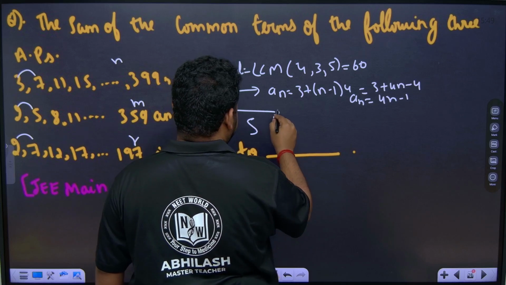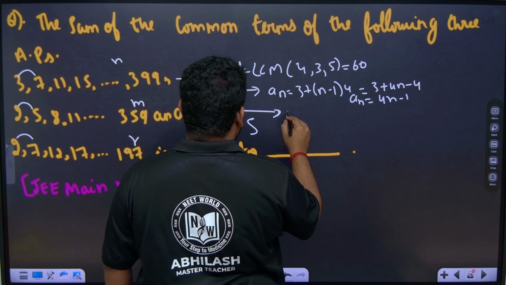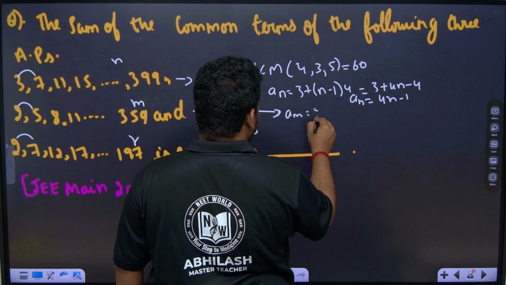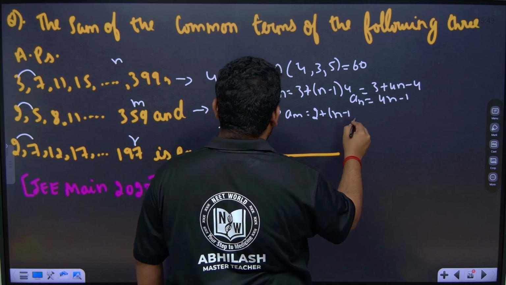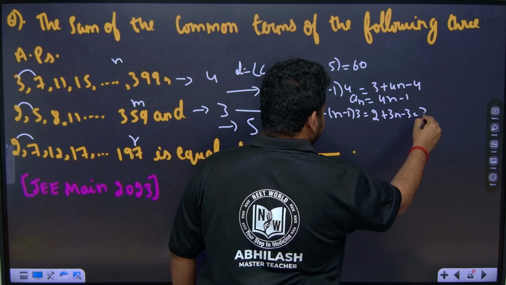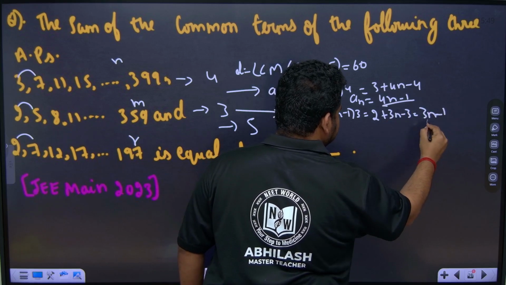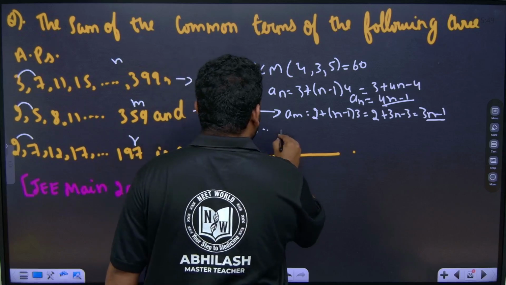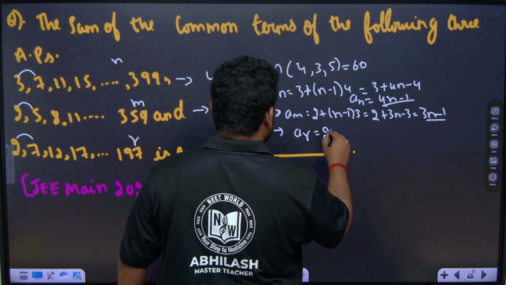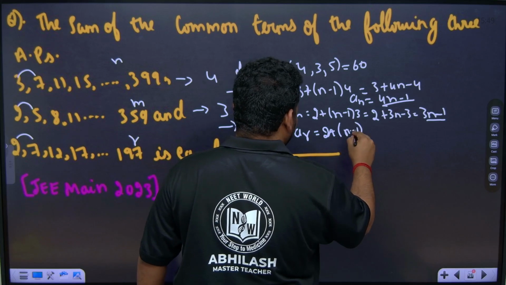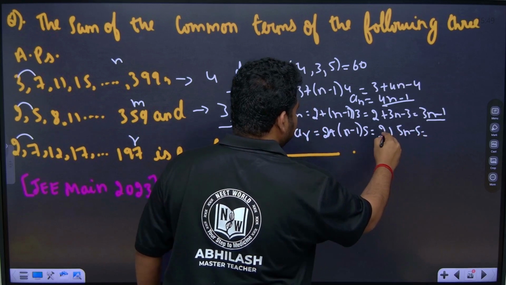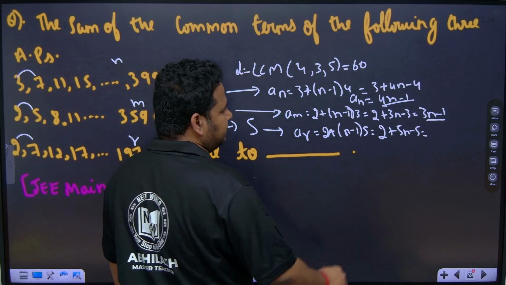Now this one. This is am. am is equal to a plus (m minus 1) into d, that is 2 plus (m minus 1) into 3. This is 2 plus 3m minus 3, that is 3m minus 1. Correct? 3m minus 1. Similarly, if I take this, this is ar. This first term is 2, and the third one is 2 plus (r minus 1) into 5, so this is 2 plus 5r minus 5, that is equal to 5r minus 3.